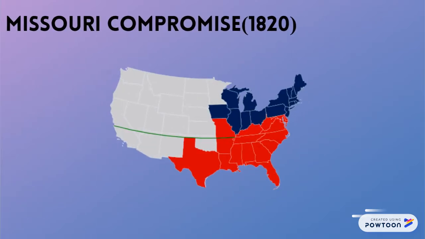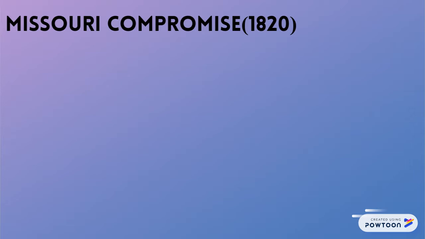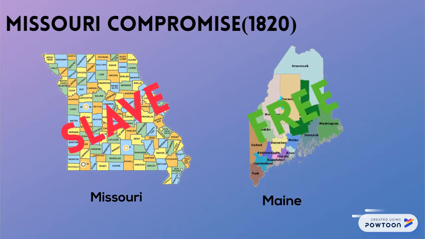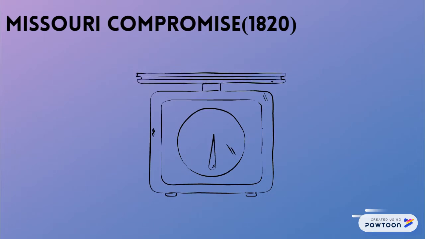First is the Missouri Compromise in 1820. It was a series of agreements that settled a bitter national debate about the territories bought during the Louisiana Purchase. It made Missouri a slave state and Maine a free state, which preserved the congressional balance.